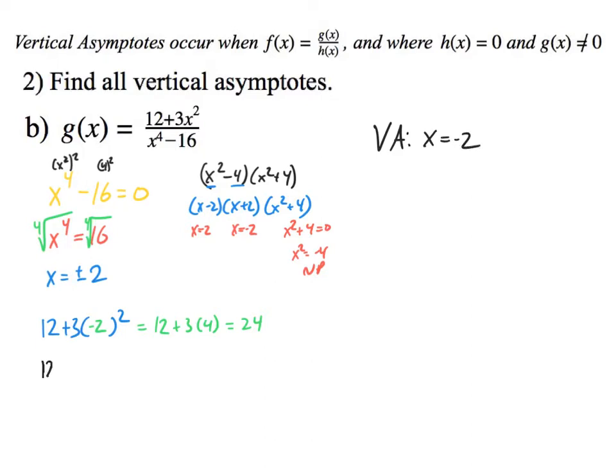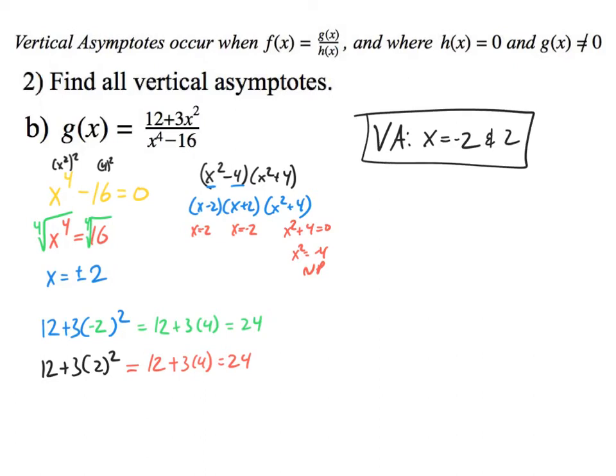Let's check the other one. So 12 plus 3 times positive 2 squared. Let's see what we get here. We get 12 plus 3 times 4 equals 24. So yes, another one. So we also know that 2 is a vertical asymptote. So both of them are. The reason is because when you plug it into the numerator, you get a number over 0, not a 0 over 0.